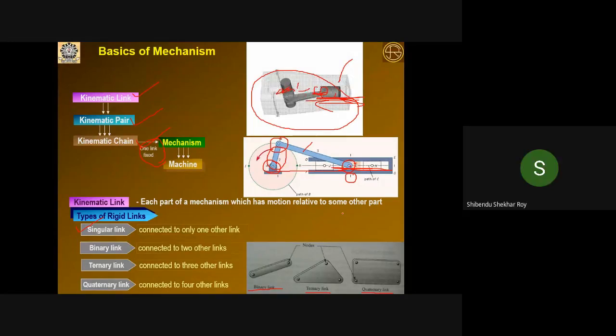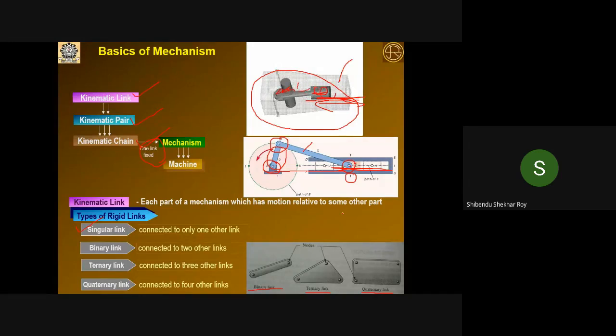Total how many pairs? 4. Four pairs. That means 3 revolute and 1 prismatic, or sliding, whatever you call it. Now, what type of link is it?